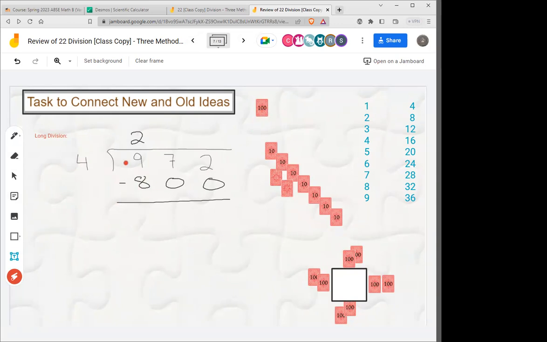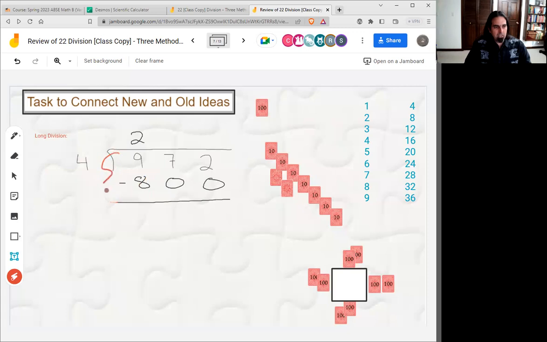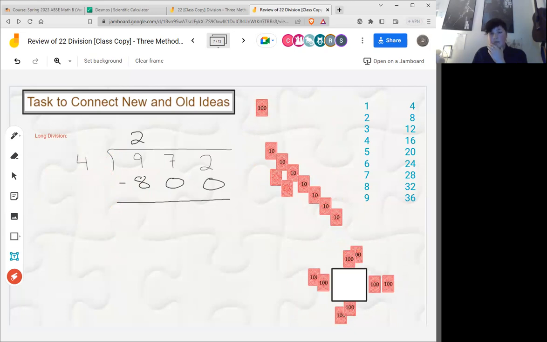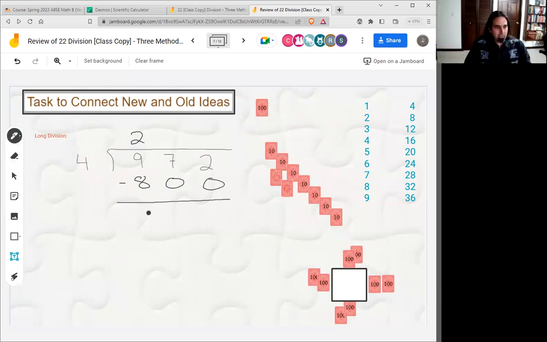So why am I subtracting? That was a great segue. Thank you again for asking. It's because in my hand, I've taken away 800 cards. They're now down here instead. That makes so much sense. So what do I have left? 172 cards in my hand. Everyone see the 172 cards?